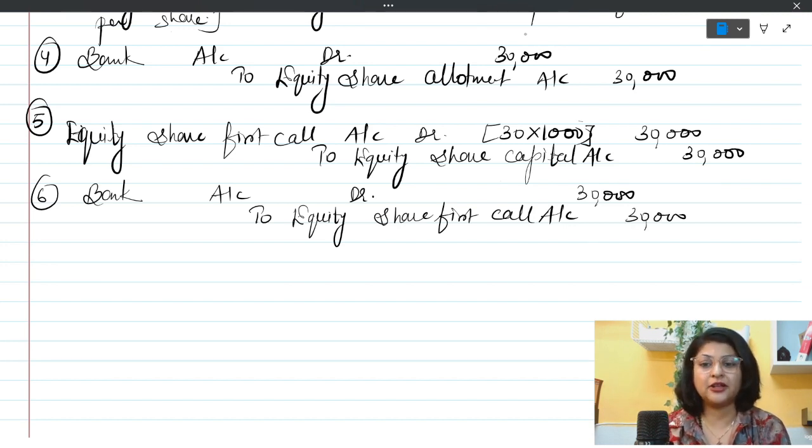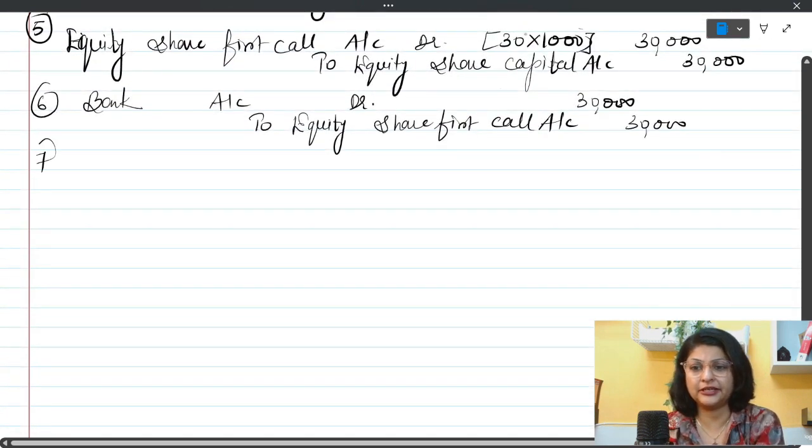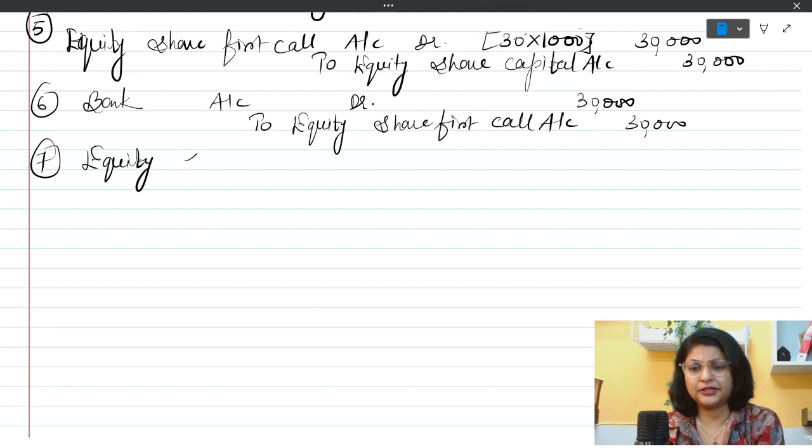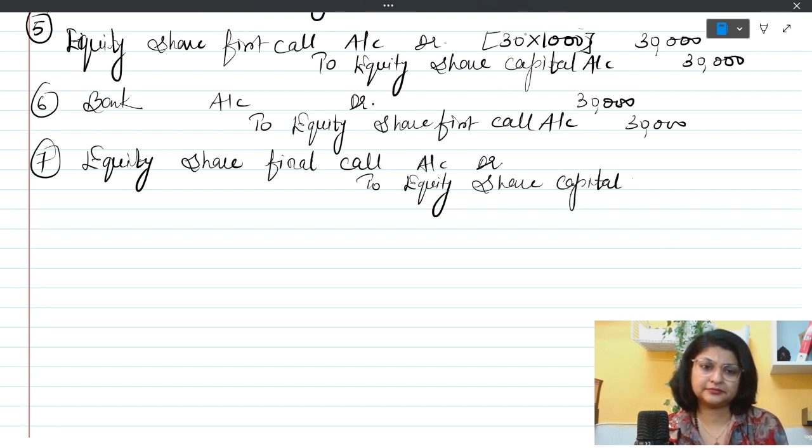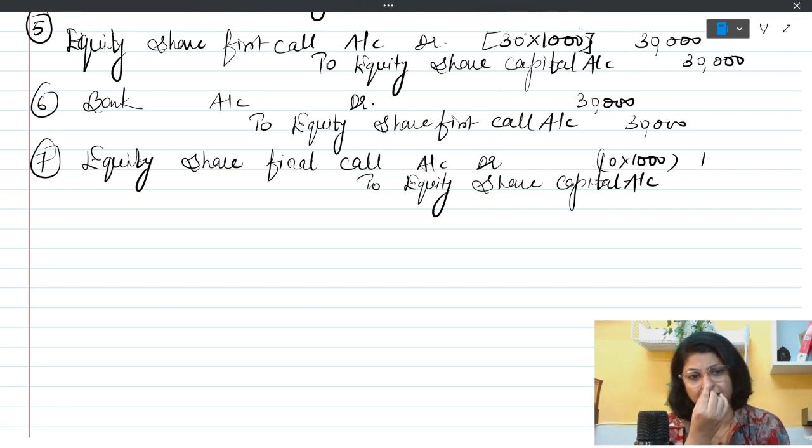Now the final call getting due. So your seventh entry is equity share final call account debit to equity share capital, and this is 10 multiplied by 1000, so 10,000 rupees.